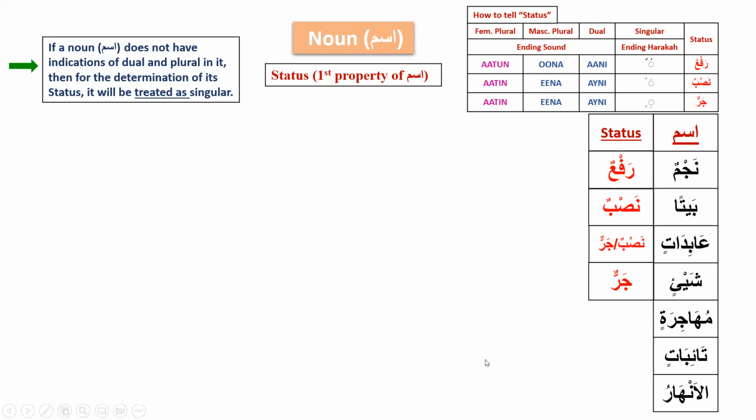Taimiyah, will you help me? Yes, good. Your word is muhajiratin. Do you see any signs of dual? No. Do you see any signs of masculine plural, una or ina sound? No. Do you see any signs of feminine plural, atun or atin sound? Yes.